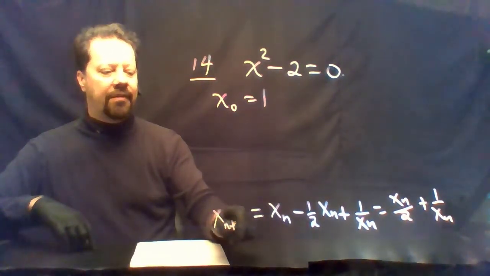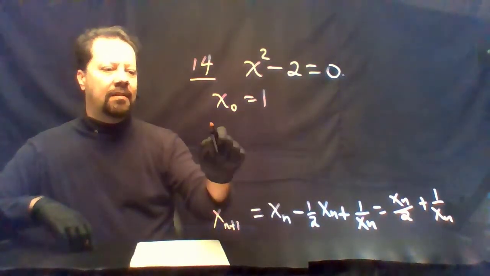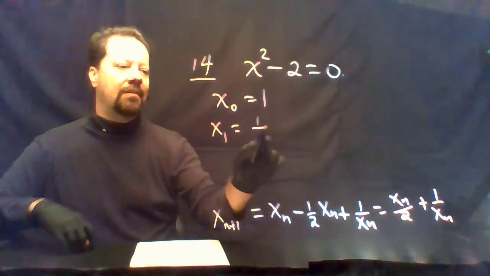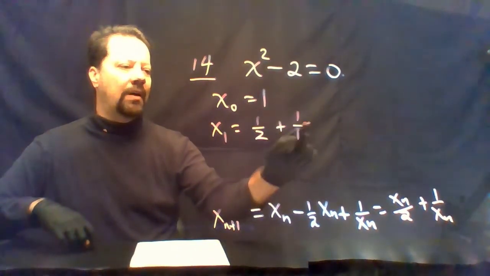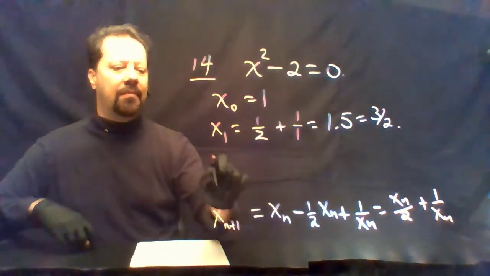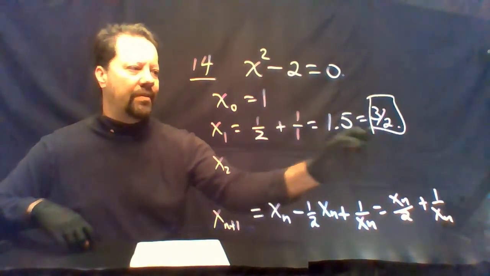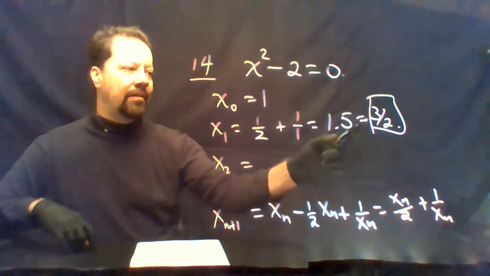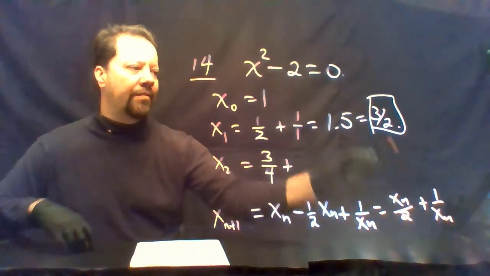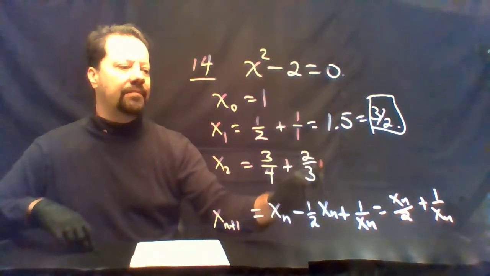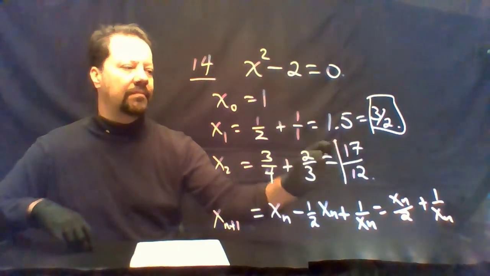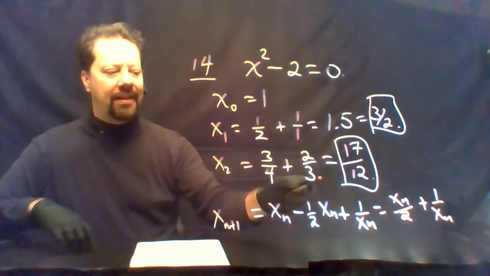We have a formula for x n plus 1 here. Using 0 here, we'll have x0, which is 1 divided by 2 plus 1 over 1. It's 1.5 or 3/2. That's one of our 2 answers. x2 is going to be 3/2 divided by 2, which is 3/4, plus 1 over 3/2, which is 2/3. That's what? 9 plus 8 is 17/12. I won't mind if on the exam you leave it like this.